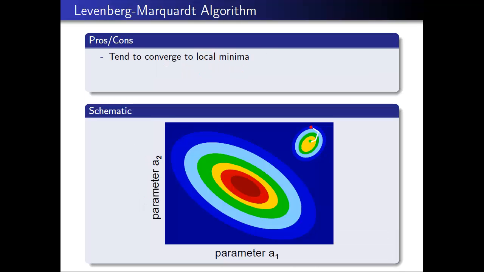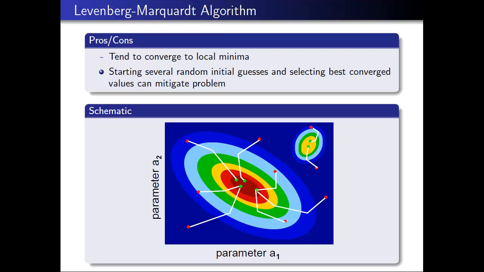One of the negatives with this Levenberg-Marquardt is that you do find yourself sitting in local minima sometimes. But one of the ways that we have mitigated that problem is that we have chosen several initial guesses, run the inverse solution, and found where the majority of them converged.